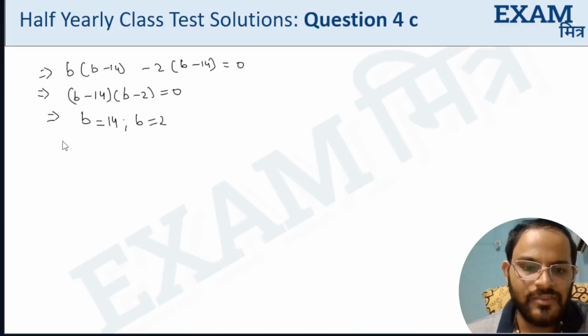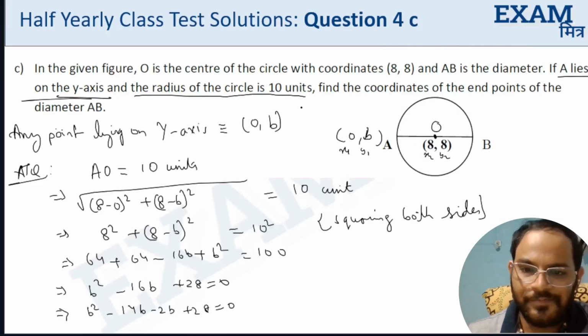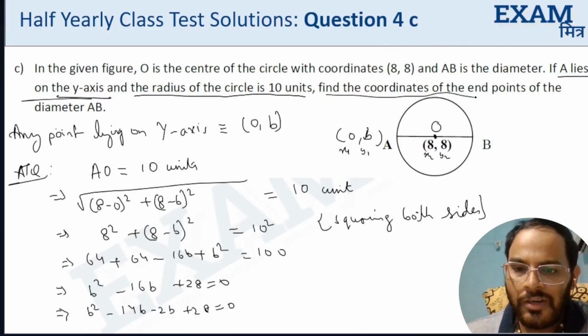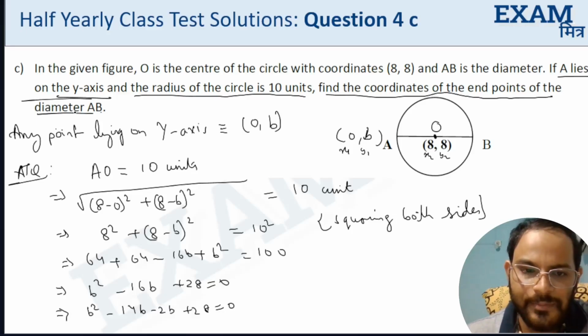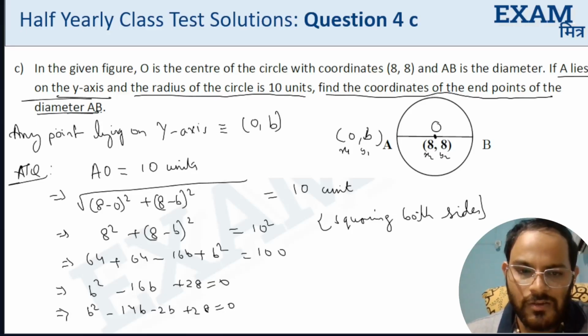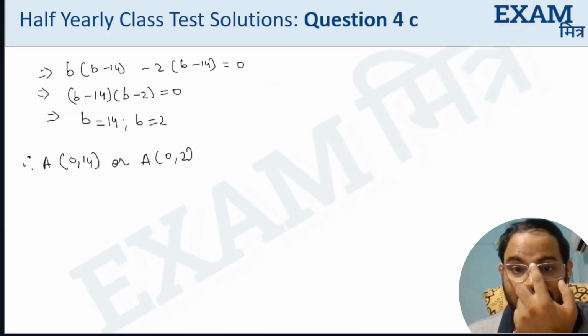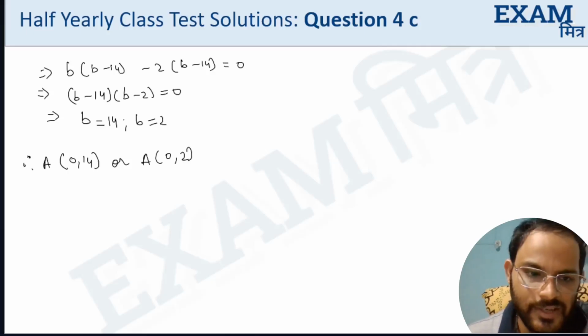So that means there are two possible values of a. Therefore a can be (0, 14), or a can be (0, 2) as well. Now see, find the coordinates of the endpoints of the diameter AB. That means we need to find the coordinates of A as well as B. We have already found the coordinates of A. Now let's find the coordinates of B as well.